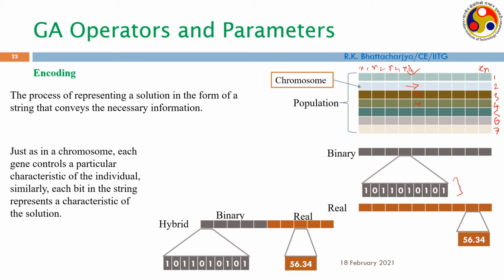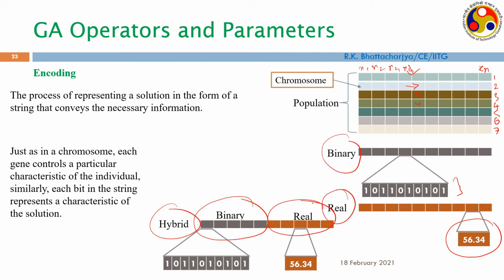Okay, similarly, I can use a binary bit for each of the variables, or otherwise I can also use a real value. So this can be a binary value or a real value, or sometimes part of the chromosome is considered binary and part is a real value. In that case, this is known as a hybrid chromosome. So what we are getting here is a binary chromosome, a real chromosome, and a hybrid chromosome. I will also discuss how you can do this encoding.